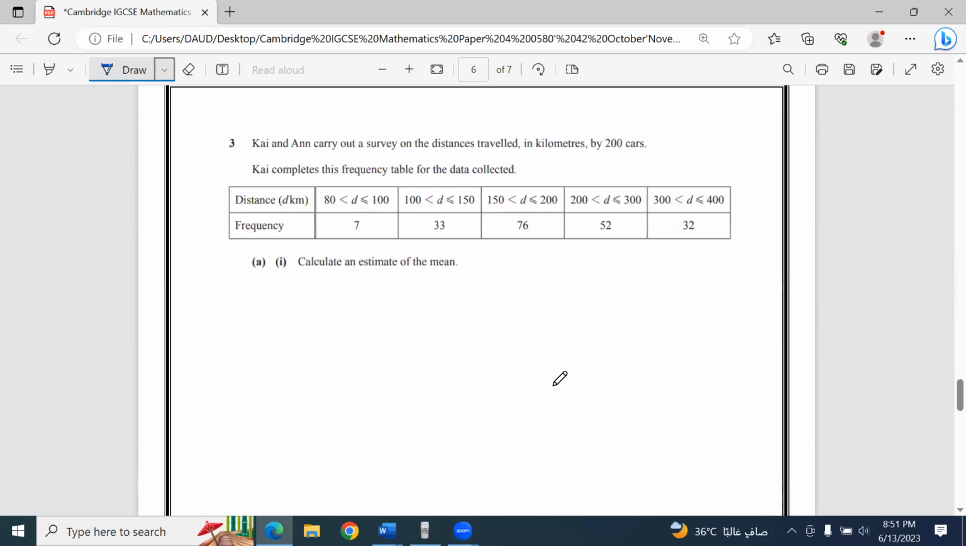Next, question 3. Ian and Kai carry out a survey on distance traveled in kilometers by 200 cars. This is your frequency, okay? 200 cars, total number of cars. So if you add all these, summation f must be 200. Now Kai completes this frequency table for the data collected. So they want us to find the mean. So for the mean, we need the middle value, as well as we can use this one also to draw a line.